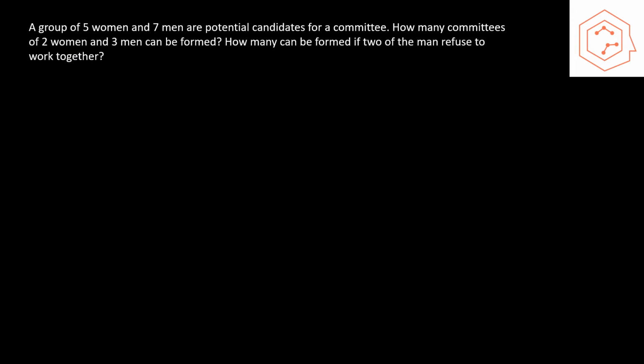So just in case that explanation was a bit too theoretical, we now have an example to solidify your understanding. So we have a group of 5 women and 7 men that are potential candidates for a committee. We want to know how many committees of 2 women and 3 men we can form, and then how many we can form if 2 of the men refuse to work together. So we have 5 women and 7 men that are potential candidates, and we want to form a committee of 2 women and 3 men.